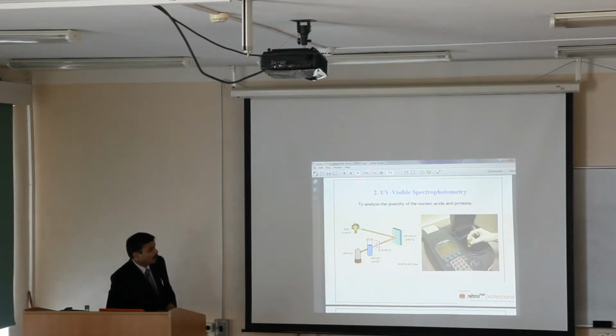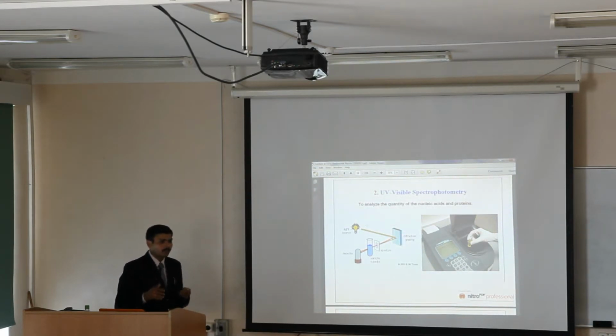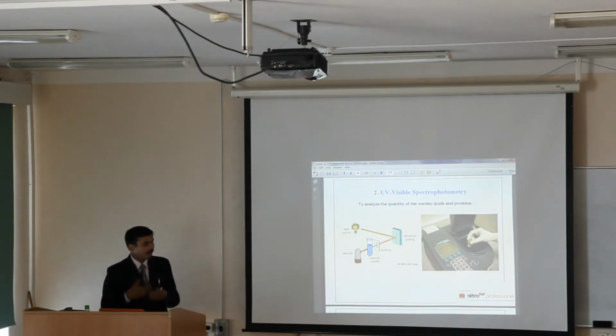The question is how to analyze the quantity of nucleic acids and proteins. For this, we use UV-visible spectrophotometry. This is a spectrophotometer where we take a cuvette with a solution containing DNA, RNA or protein molecules, and the spectrum is recorded as absorbance and transmittance. On the basis of the absorbance and transmittance, we determine how concentrated the solution of DNA or protein is. So this technique is used to analyze the quantity of nucleic acids and proteins.